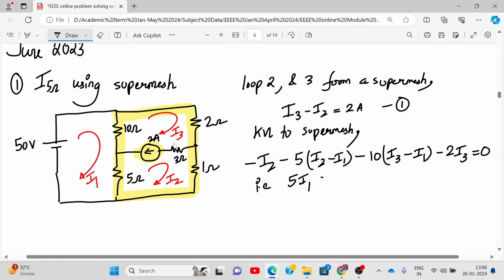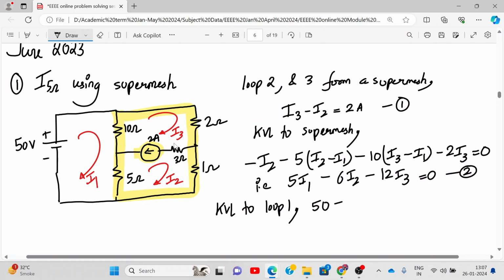So please sort this out. 6, then you have minus 12 I3 is equal to 0. Okay, then where do we apply KVL? We got 2 equations. Where do we get the third equation from? KVL to loop number 1 over here. So here this is minus, this is plus, so this is 50 minus 10 (I1 minus I3) minus 5 (I1 minus I2). I hope you are following what I am doing over here.